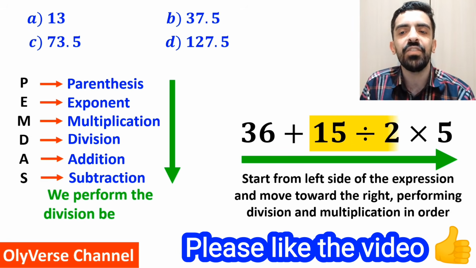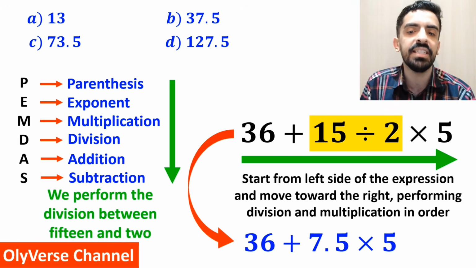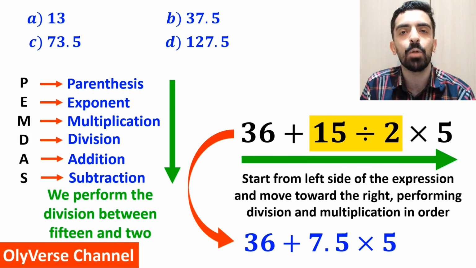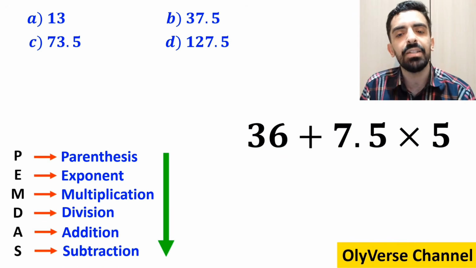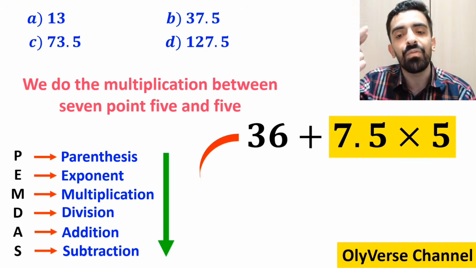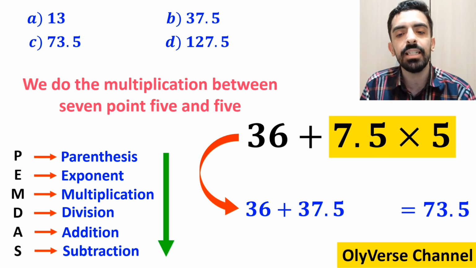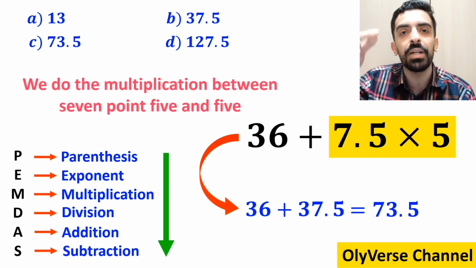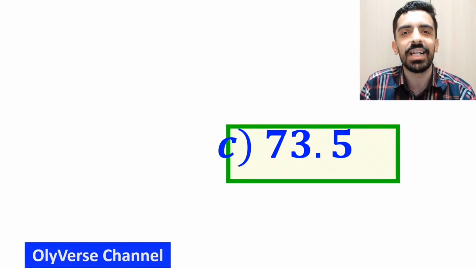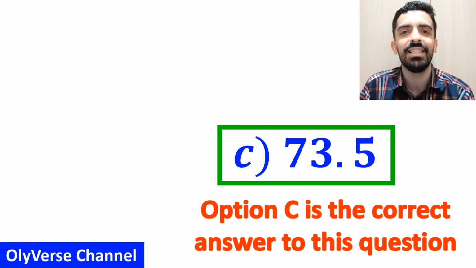So, first perform the division between 15 and 2, and this expression simplifies to 36 plus 7.5 multiplied by 5. And the final step, we do the multiplication between 7.5 and 5, which gives us 36 plus 37.5. And finally, the value of this expression is equal to 73.5. That's great. Option C is the correct answer to this question.